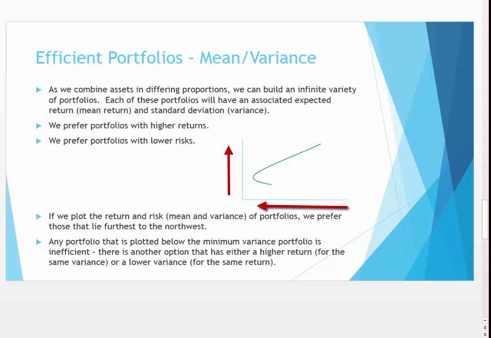And so if we plot risk and return, another way of saying that is the mean and variance of the portfolio. So actually, the x-axis would be variance, not standard deviation. But again, of course, those are closely related. But if we've got variance across the x-axis and the y-axis is the mean, we want points that lie furthest to the northwest in a graph. So we want to be moving that direction.